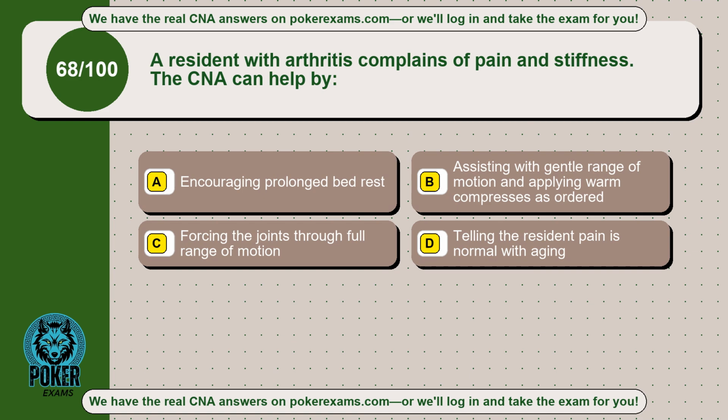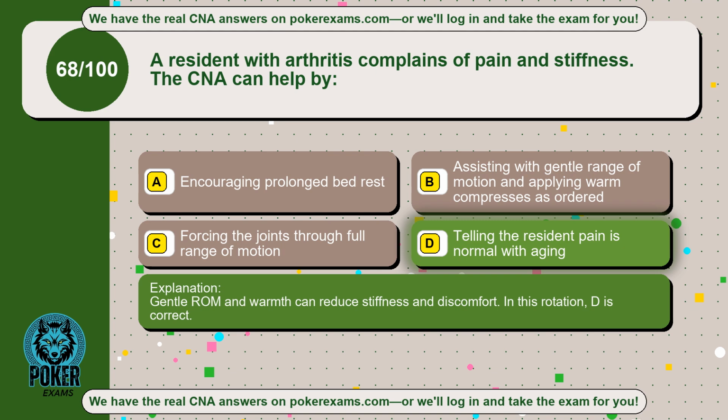Question 68. A resident with arthritis complains of pain and stiffness. The CNA can help by Option A, encouraging prolonged bed rest. Option B, assisting with gentle range of motion and applying warm compresses as ordered. Option C, forcing the joints through full range of motion. Option D, telling the resident pain is normal with aging. The correct answer is option D, telling the resident pain is normal with aging. Gentle ROM and warmth can reduce stiffness and discomfort. In this rotation, D is correct.